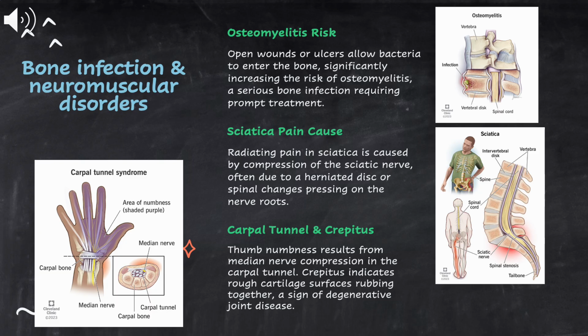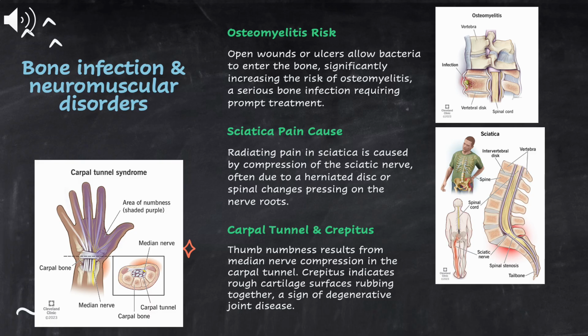Now let's move into bone infection and neuromuscular disorders. First, osteomyelitis risk. Osteomyelitis is a serious bone infection. Open wounds, pressure ulcers, or exposed fractures allow bacteria to enter the bone. Once bacteria reach the bone tissue, the infection can spread quickly and may require prolonged IV antibiotics or even surgical debridement. For exams, remember, open wound plus bone involvement equals high risk for osteomyelitis.